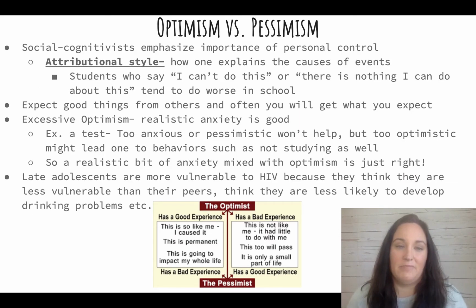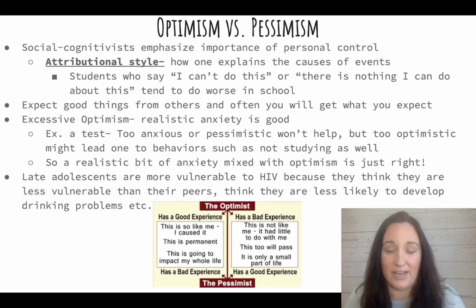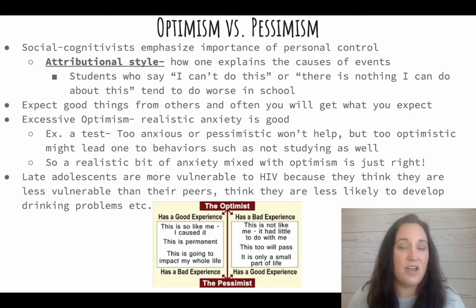Optimism and pessimism. These come up because it's our thought process that plays an important role in the social cognitive perspective. So they really emphasize an internal locus of control being important. And so how people explain why things happen to them is significant, and that's called our attributional style. So why did we do poorly on the test? Is it because we can't do it? There's nothing I can do to fix this. I'm just going to be terrible at it. That pessimistic style isn't going to be helpful.